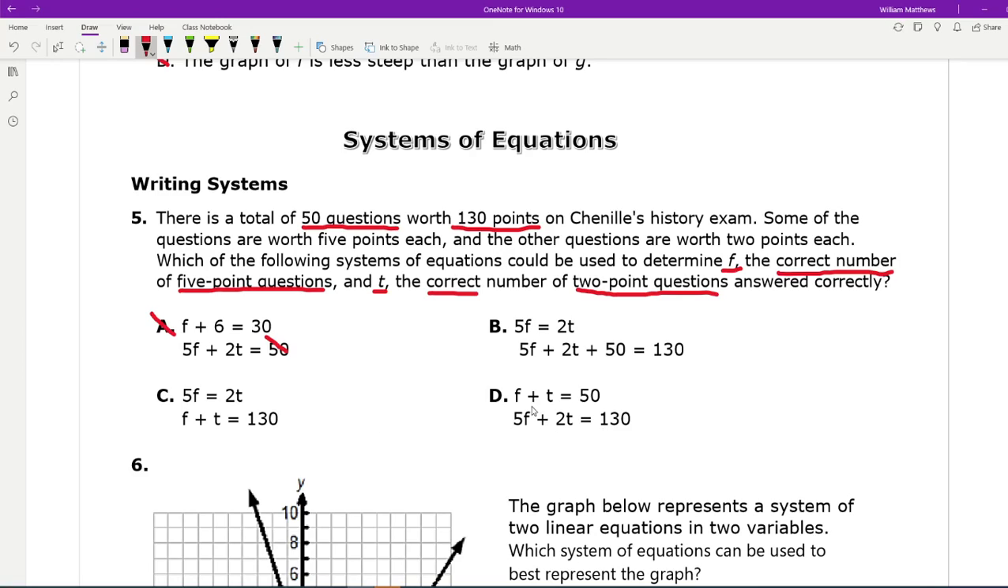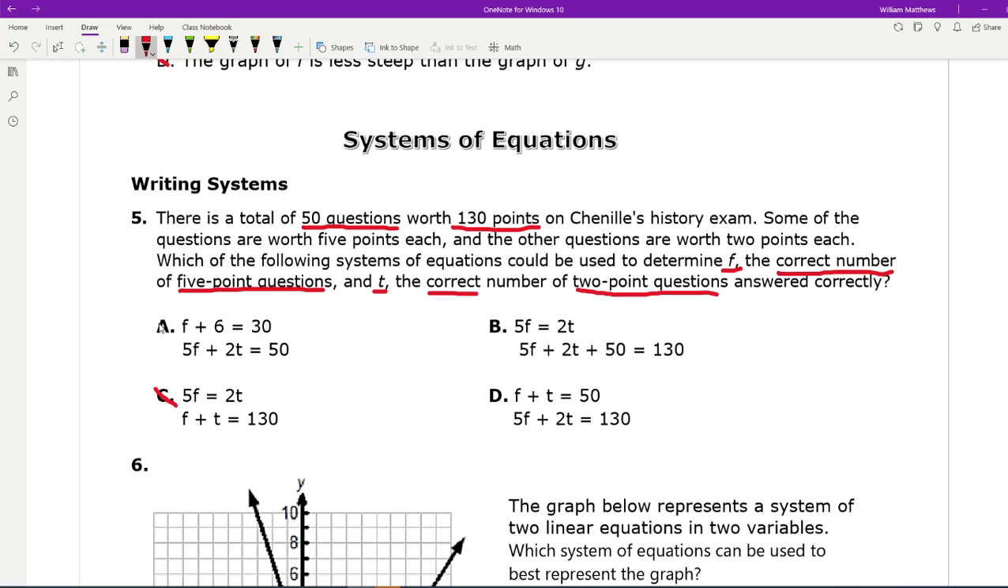Oh, I'm sorry. Our setup, so let me refresh that so I'm giving you the right information. We need to show that just the number of questions adds up to equal 50. So in this case, I need to show that f plus t, my 5-point questions and my 2-point questions, add up to equal 50 questions.